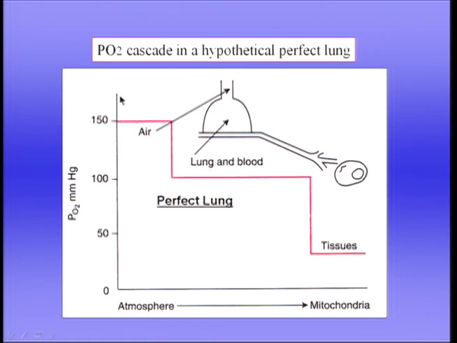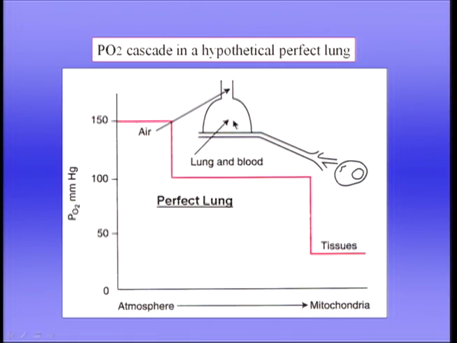Now, the first thing you'll see when we look at this perfect lung, as it were, is that the alveolar PO2, to which the capillary blood is exposed across the blood-gas barrier, the alveolar PO2 is only about 100 millimeters of mercury. In other words, we've lost 1/3 of the available PO2 in our movement from the inspired gas to the alveoli. And you may say immediately, well, that seems to be a very extravagant loss. What's the reason for that?